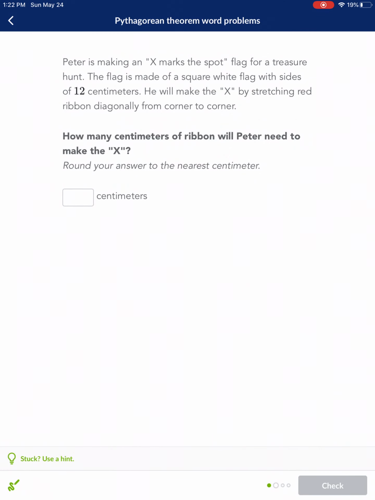In Pythagorean theorem word problems, you'll find that sometimes the word problems have a picture and sometimes you need to make your own picture. In this situation, we'll have to make a picture. It says Peter is making an X marks the spot flag treasure hunt.